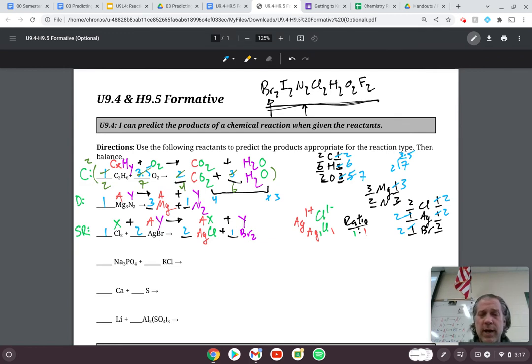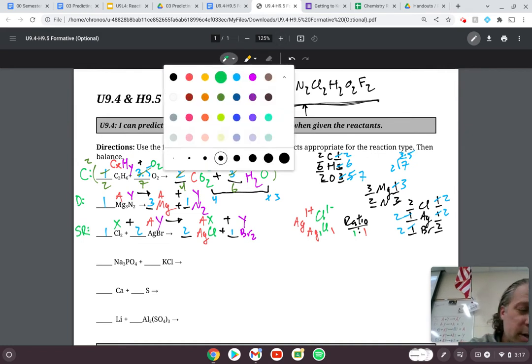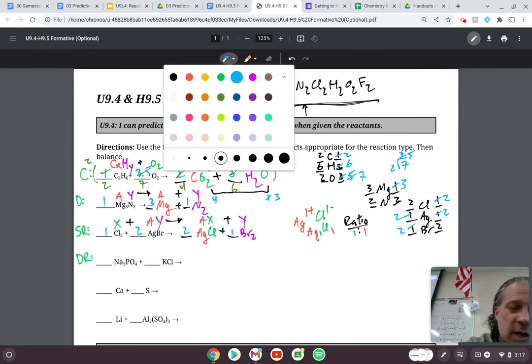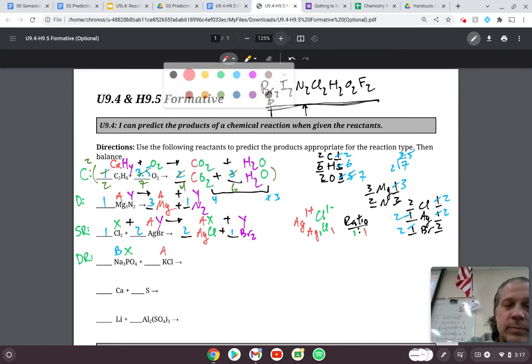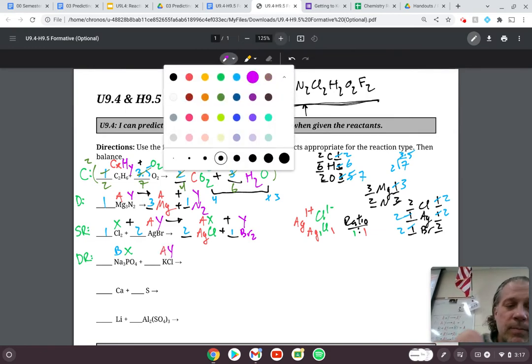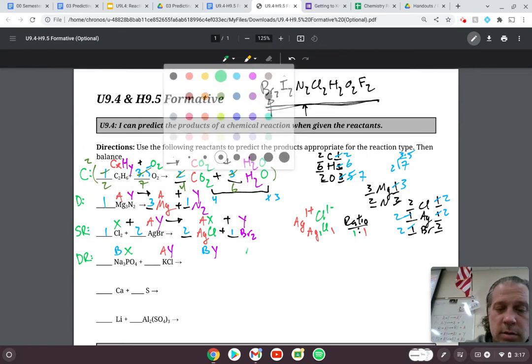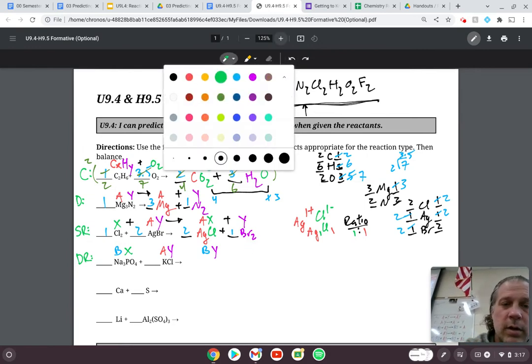So then moving on to my next problem here, I have Na3PO4 and KCl. This I see as having 2 compounds. So this is going to tell me that I have a double replacement reaction. And in my double replacement reactions, my template is Bx plus Ay will react to form By and Ax.